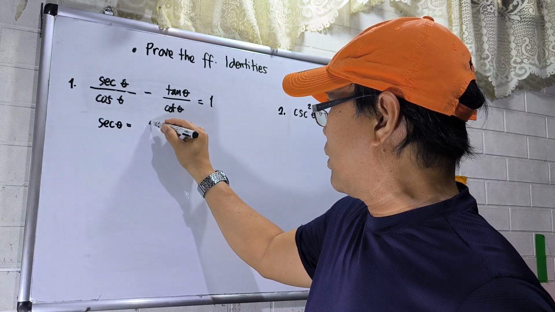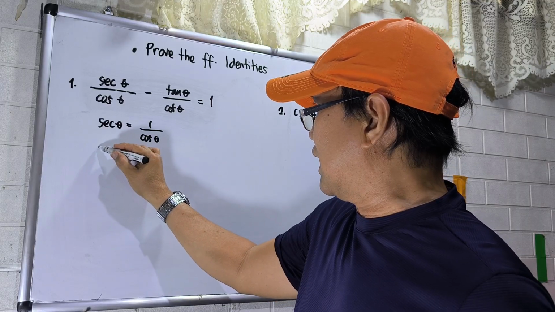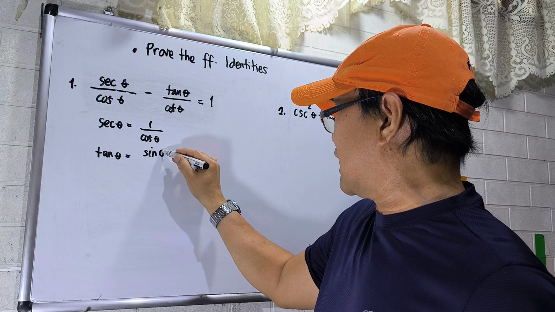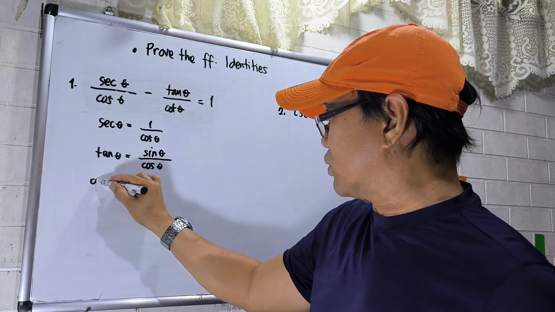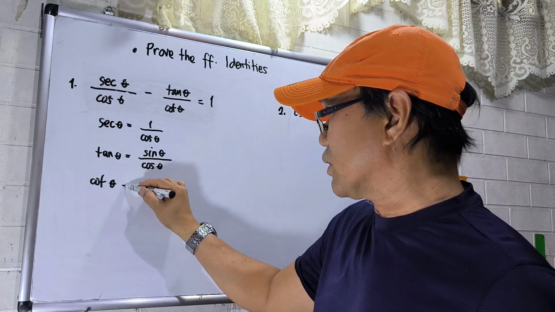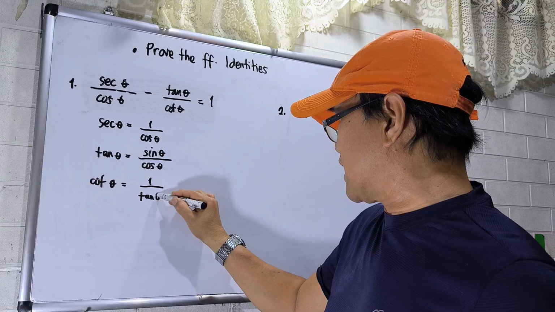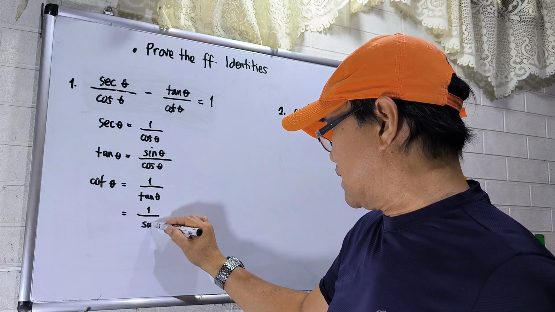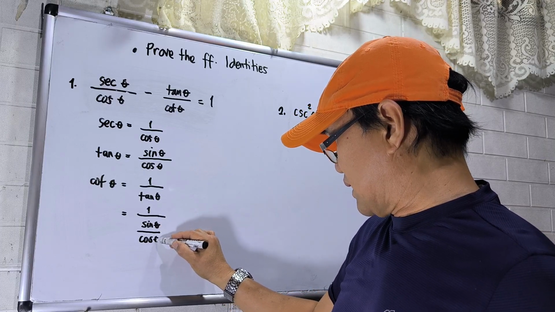Secant theta will be 1 over cosine theta. Then tangent theta will be equal to sine theta over cosine theta. How about cotangent theta? Cotangent will be the reciprocal of tangent, 1 over tangent theta. And we know that tangent theta is sine theta over cosine theta.